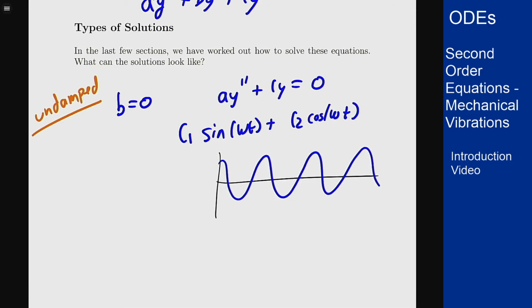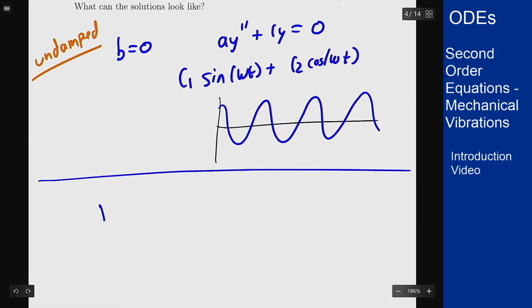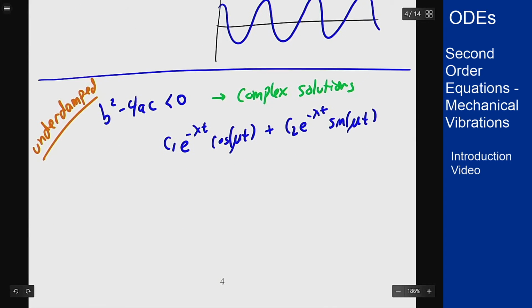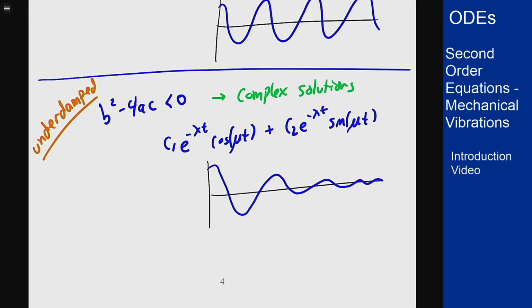Now what happens if B is a little bigger than 0 but not very much? Well, in that case, we'll have that B squared minus 4AC is less than 0. B is non-zero but small. This is called an underdamped equation. And the idea for this is we're going to get complex solutions. So something like C1 e to the minus lambda t cosine of mu t plus same thing for sine. And this is the same idea, but they're going to decay in time. So it oscillates, but not periodically because it's going to decay to 0 in time.